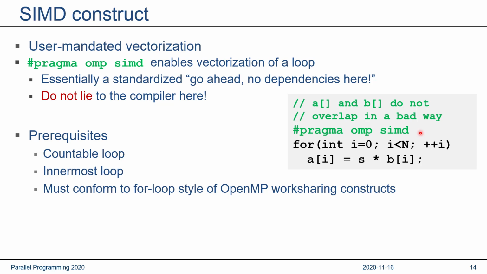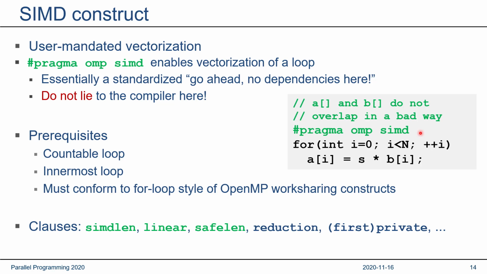What are the prerequisites for a loop to be SIMD vectorizable? It has to be countable. So on entry to the loop, the compiler has to be able to generate code that determines the length of the loop. So loops in which the size is determined by a condition that depends in some way on the data that you're crunching in the loop, this will not do. It has to be an innermost loop. SIMD cannot be applied to outer loops, and it must conform to the standard for loop style of OpenMP work sharing. So it has to be in a form that can also be digested by the OMP for construct.